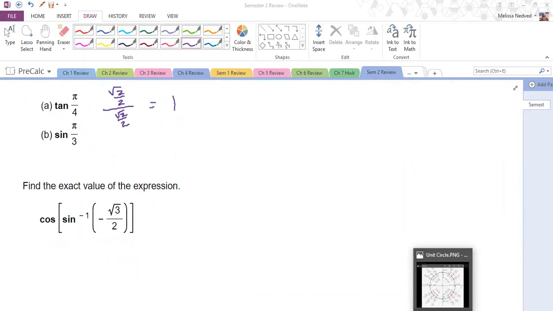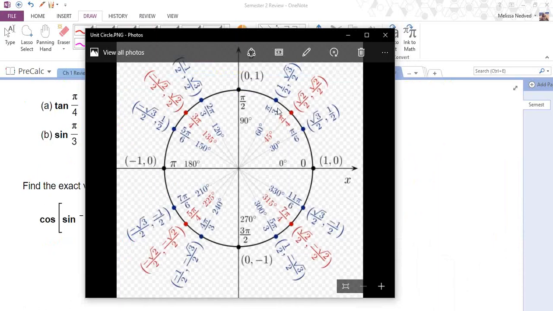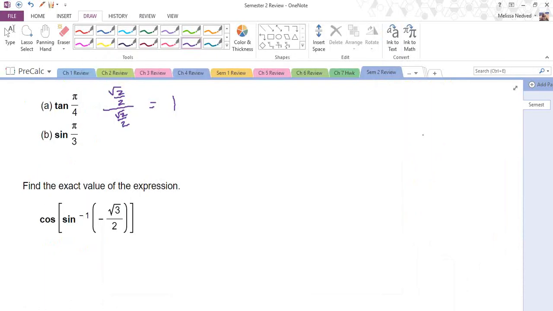Part B asks us for sine of pi over 3. Again, if you don't have this memorized, that's okay. Pull up your unit circle. Pi over 3 is a 60-degree mark up here in quadrant 1. Sine is our y value, so sine of pi over 3 is root 3 over 2. So not a whole lot of extensive work there, just making sure you're familiar with the unit circle and can still read that.